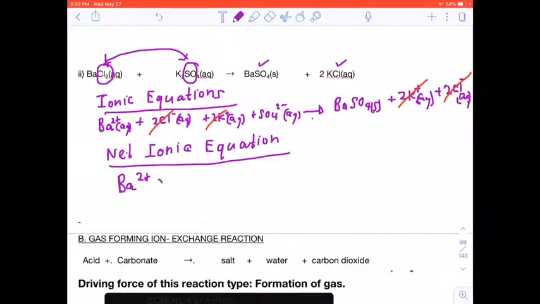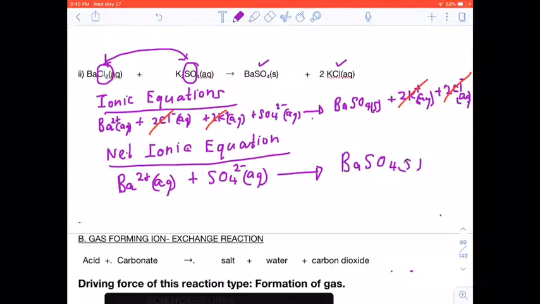Ba2+ aqueous plus SO4 2- aqueous, that's in solution, and when they're in solution they form the salt BaSO4 solid, right?